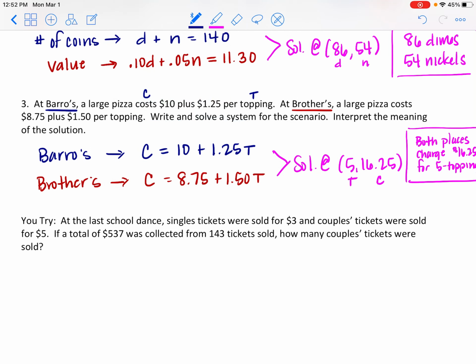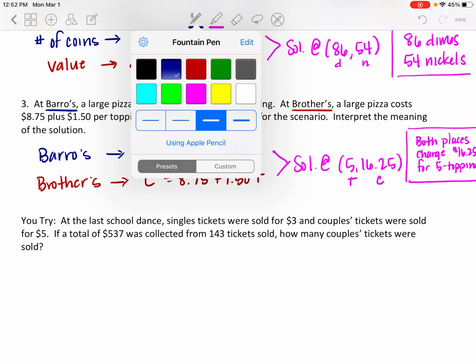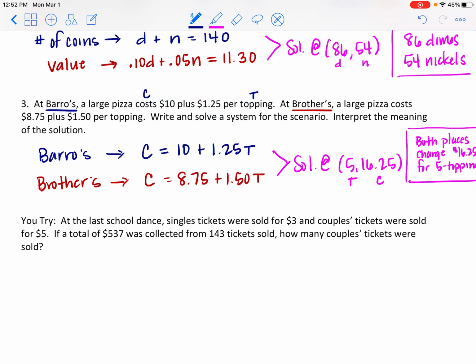So it says, at the last school dance, singles tickets were sold for $3, couples tickets were sold for $5. If a total of $537 was collected from 143 tickets, how many couples tickets were sold? So it only asked for couples tickets, but this is like the dimes and nickels. We don't know how many couples or singles tickets were sold.